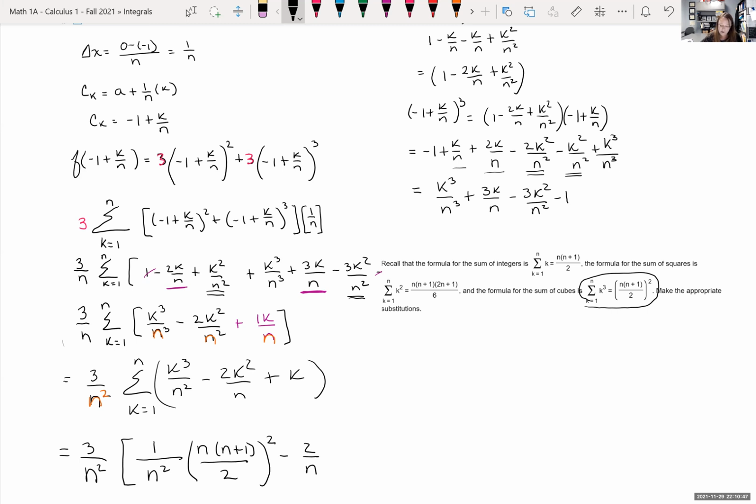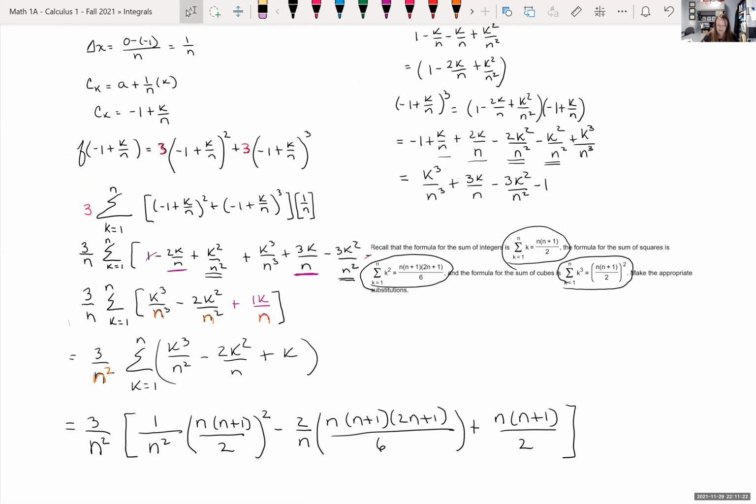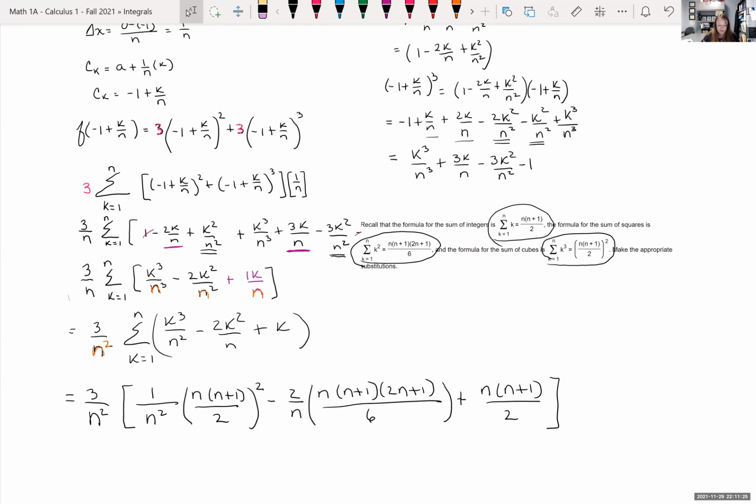Now let's look at the k squared piece. So summation of k squared, that's going to be n all times n plus 1 all times 2n plus 1 all over 6, plus k. So the summation of k, that is n all times n plus 1 all over 2. I think I can clean some of this up.